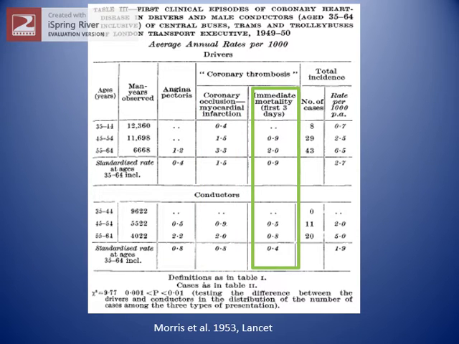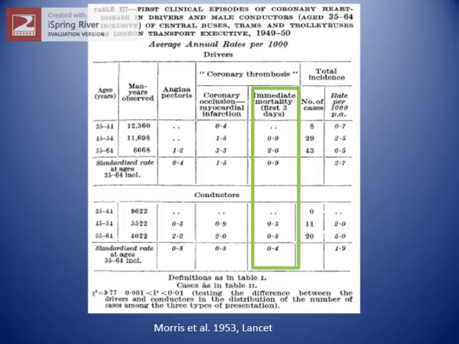Immediate mortality, you see something very similar. So these are people who died of the heart attack that they had. You still see that the drivers had a rate of 0.9, whereas the conductors had less than half that rate at 0.4. That's the number of people who had immediate mortality per 1,000 man years observed. That's what you see here.